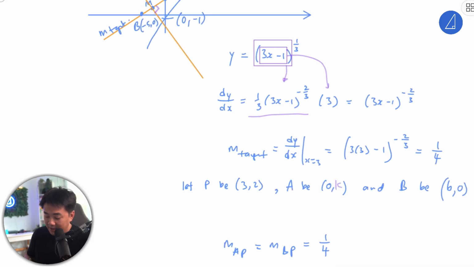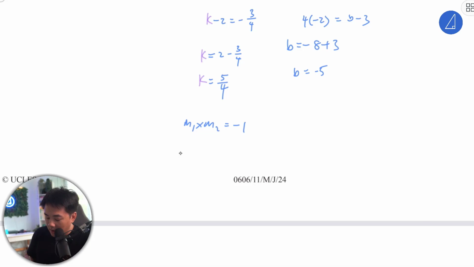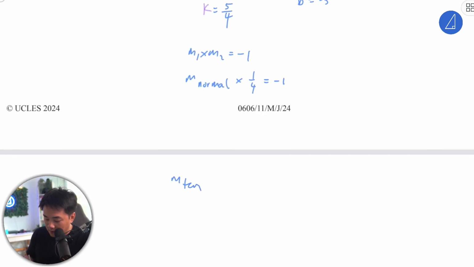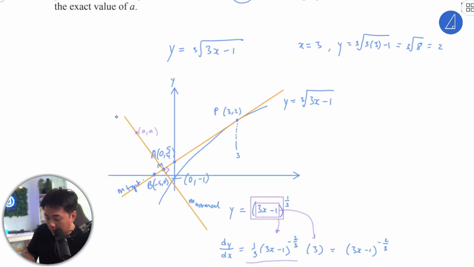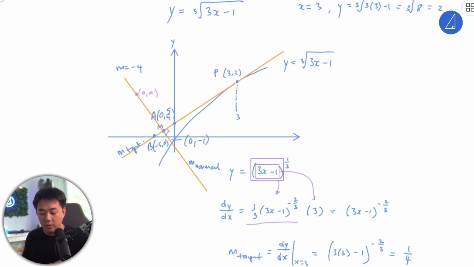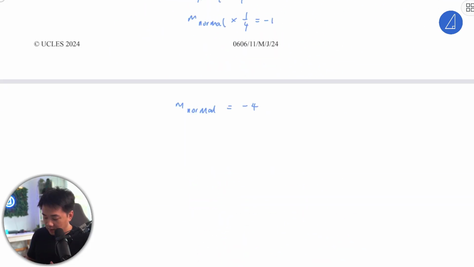Okay, because it's 90 degrees, so the M normal, I'm going to write this down. M normal multiplied by M tangent equals negative 1. So with M tangent as 1/4, M normal will just be negative 4. Great. Okay, M normal is negative 4. So once we have M equals negative 4, we could find the equation of the perpendicular bisector. Or basically, we'll find the midpoint M.